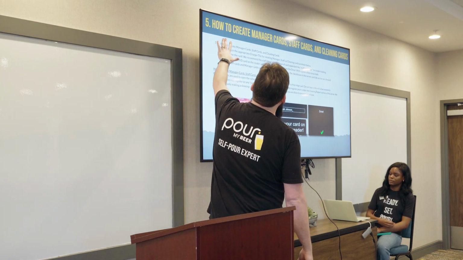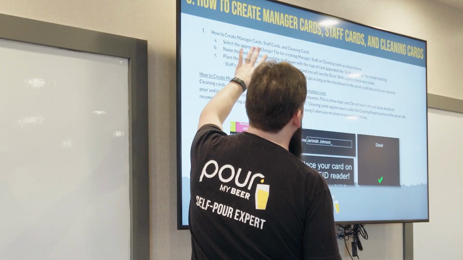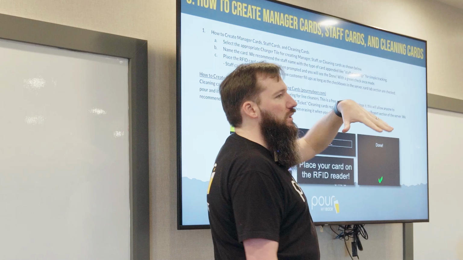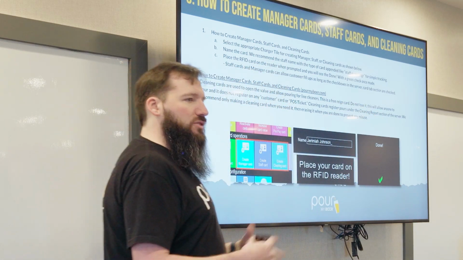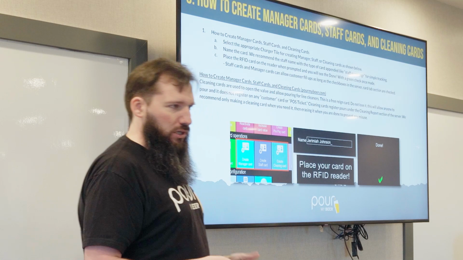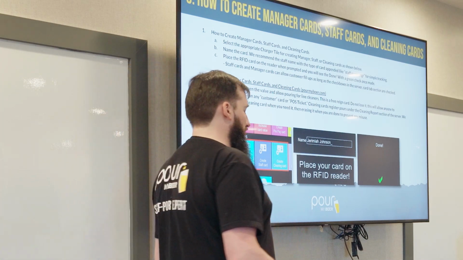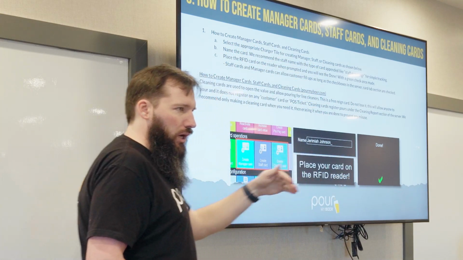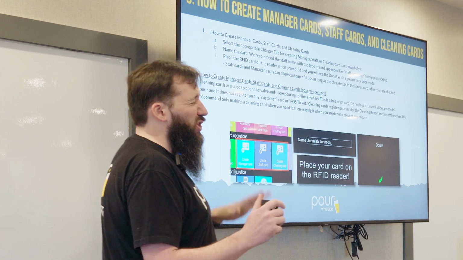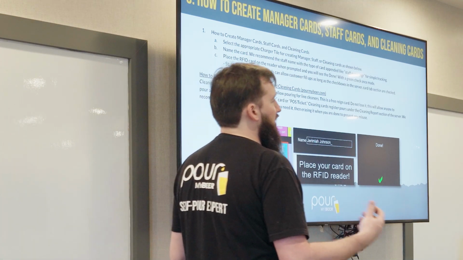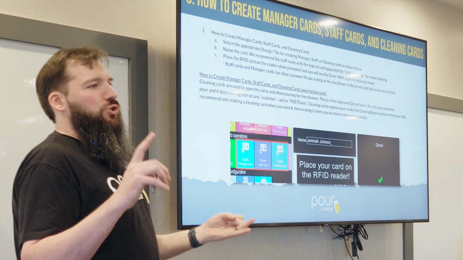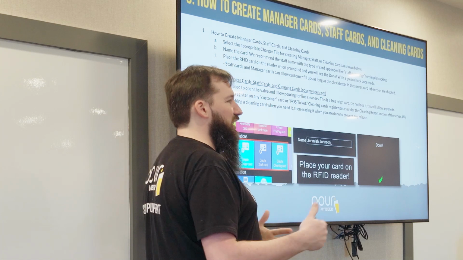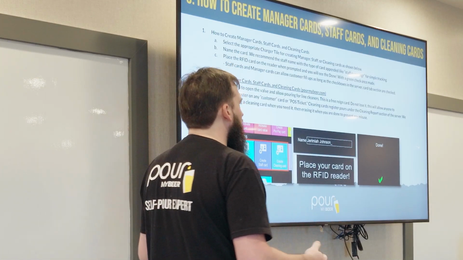The process for creating the various levels of system cards is exactly the same. You're just pressing a different button. It's just that these cards have varying levels of access to the system. Obviously, as an administrator, you have access to everything. You can change every setting you can possibly change, and it goes down from there. Manager cards have the next level of access, which is they can change almost everything, but not things that might affect price per ounce or how many pulses per ounce are pouring through the system, because that can dramatically affect what a customer is paying on their bill.